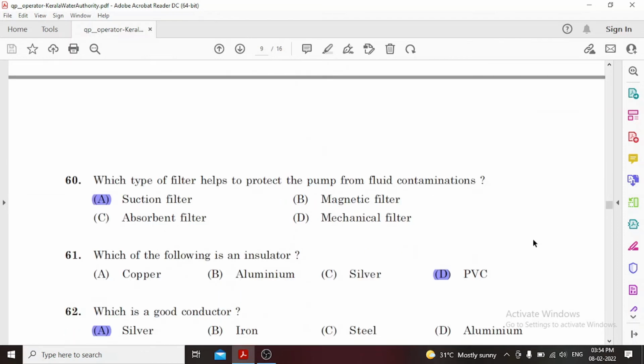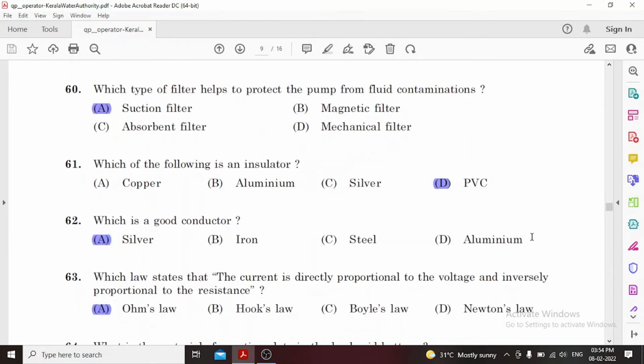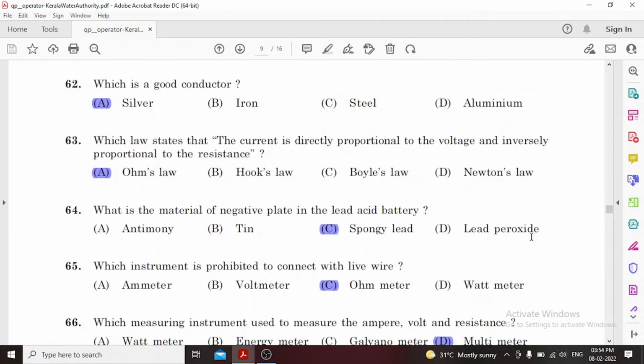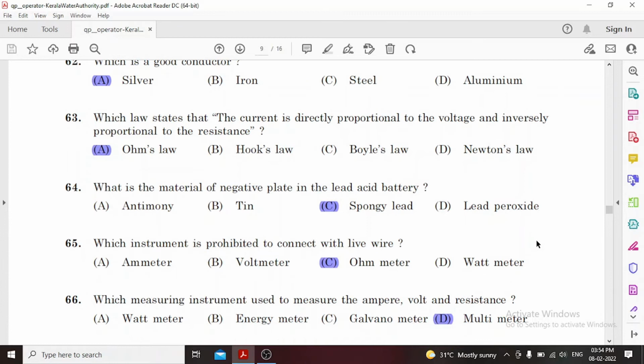60. Which type of filter helps to protect the pump from fluid contaminations? Suction filter. Option A, suction filter. 61. Which of the following is an insulator? PVC. Option D, PVC. 62. Which is a good conductor? Silver. Option A, silver. 63. Which law states that the current is directly proportional to the voltage and inversely proportional to the resistance? Ohm's law. Option A, Ohm's law.